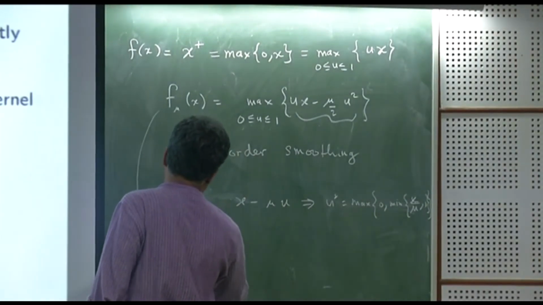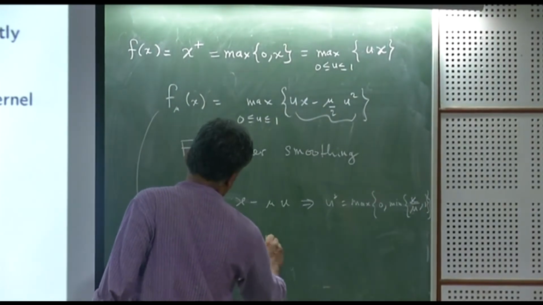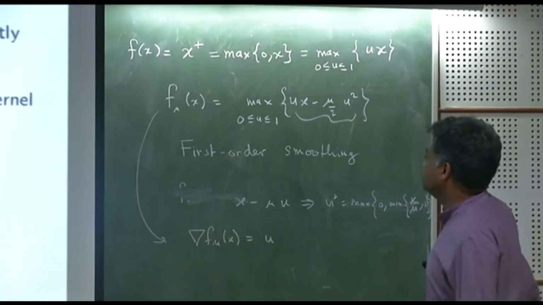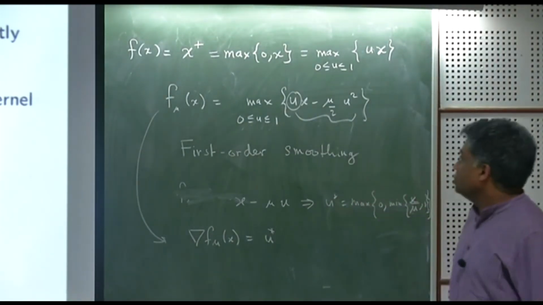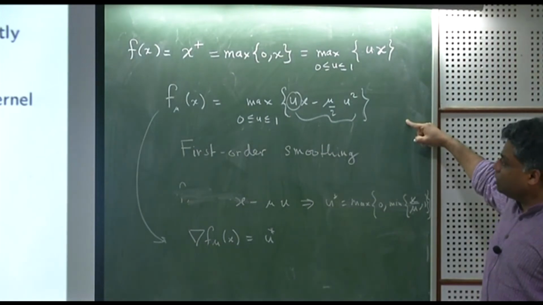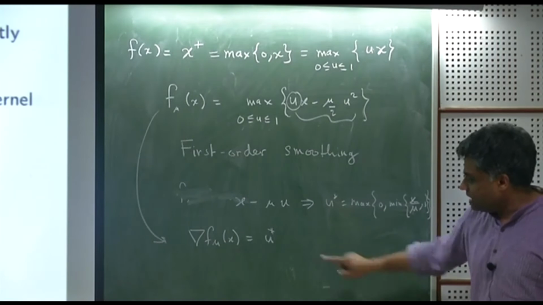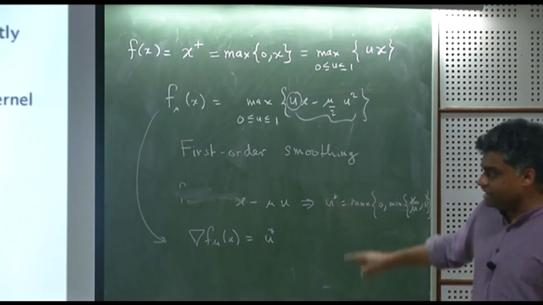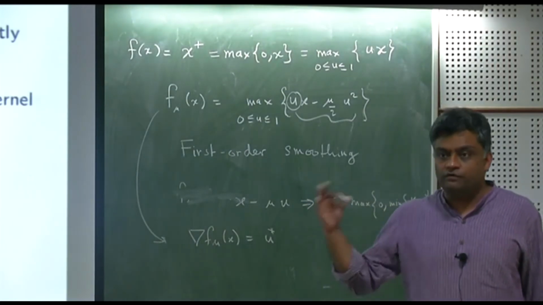So the gradient of this function f mu of x is nothing but u. It's nothing but this optimum u that you're going to get, u star. So I took a function which was not smooth, I converted it into a function that is almost smooth but with a small correction. And once I have that, I can define what its derivative is. Once I have that derivative, I can put it into the stochastic gradient descent and go from there.